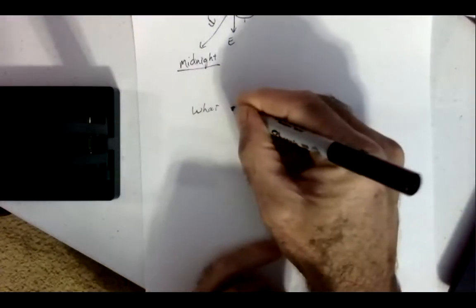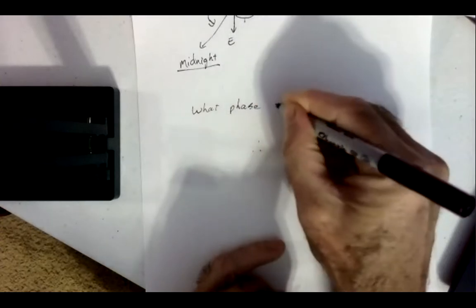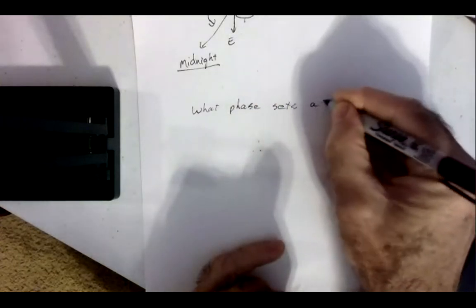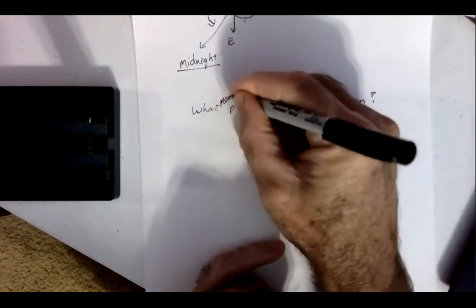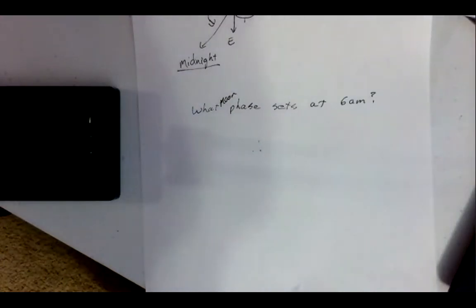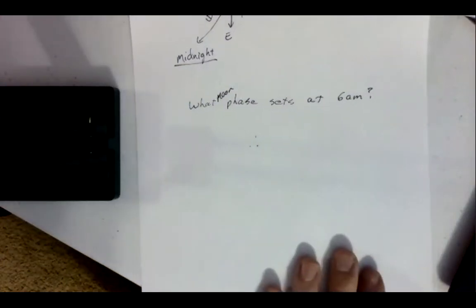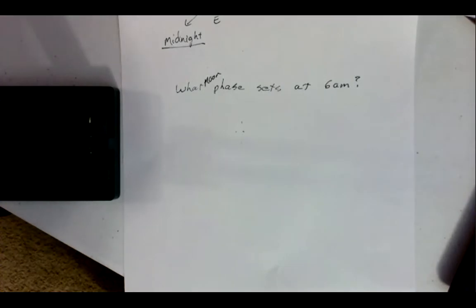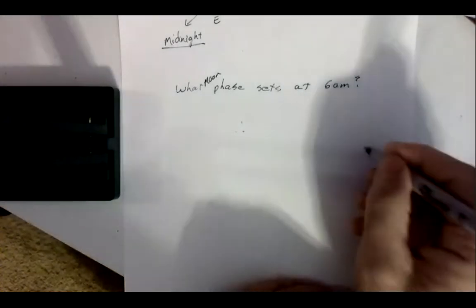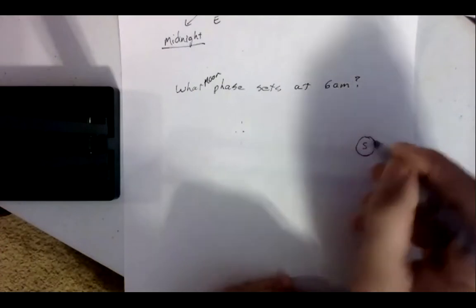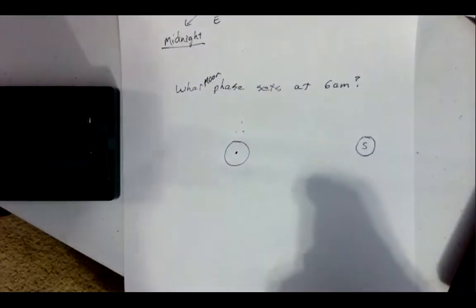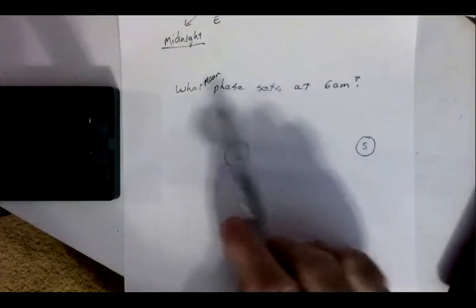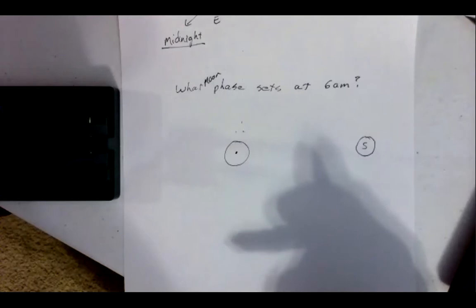Let's say, what moon phase sets at 6 a.m.? Same picture, sun here, moon here, Earth here. We don't know where to put the moon because we don't know what the phase is yet. That's what we're going to try to figure out, right? And you say what moon phase sets at 6 a.m.